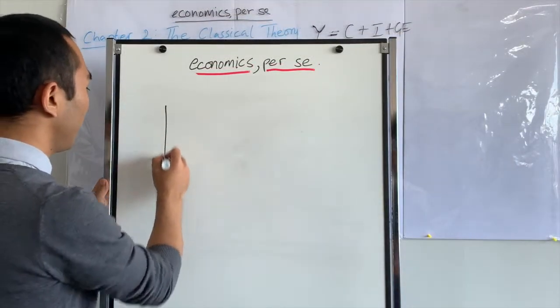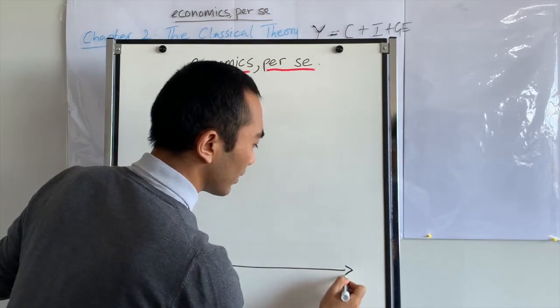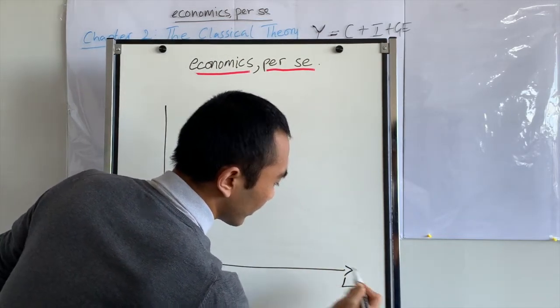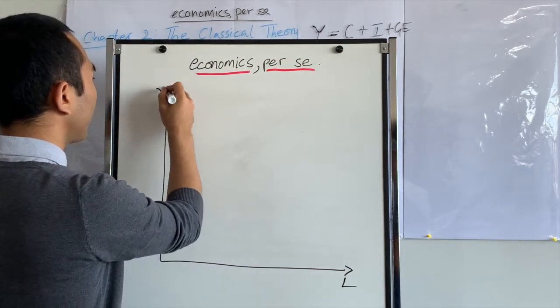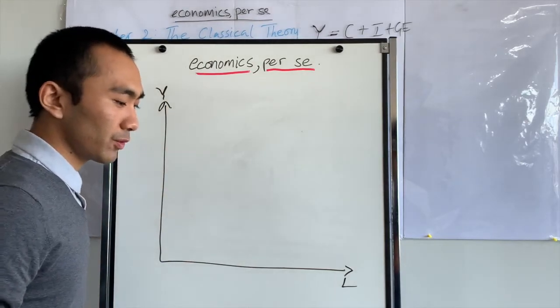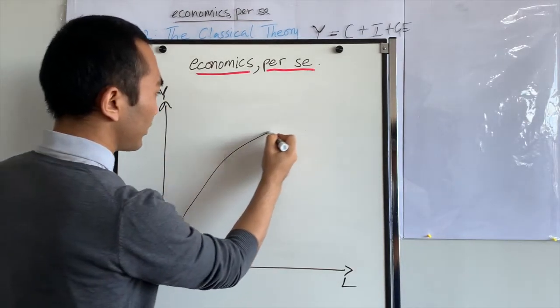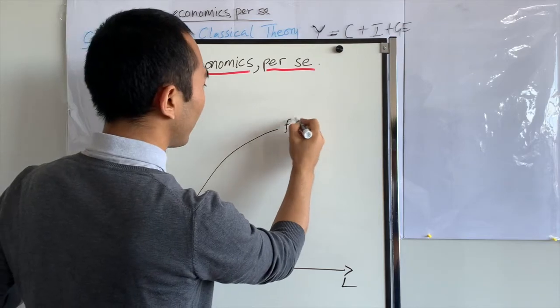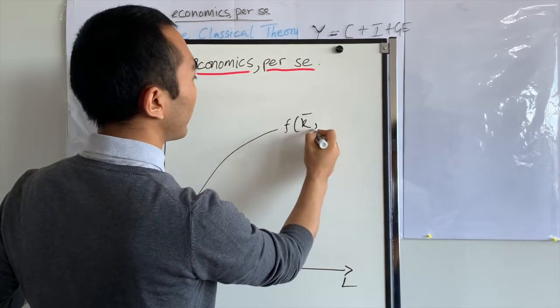Now, we have our graph. The x-axis represents labor again. On the y-axis, we have y, which denotes output. This is our production function curve, F of K, which is fixed, and L.